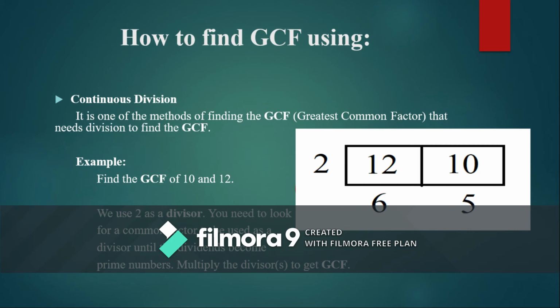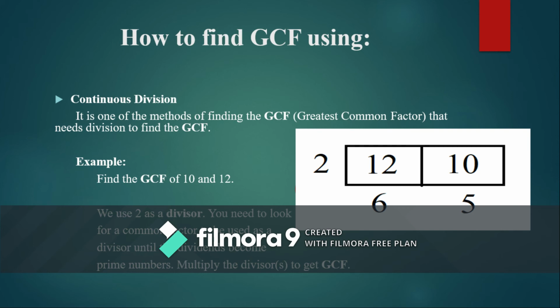How to find GCF using continuous division? It is one of the methods of finding the GCF, or the greatest common factor, that needs division. For example, find the GCF of 10 and 12. We use 2 as a divisor. So we divide 12 by 2 and we have 6. 10 by 2, then we have 5. Even though 6 is factorable, 5 is not. So let's stop the process here.